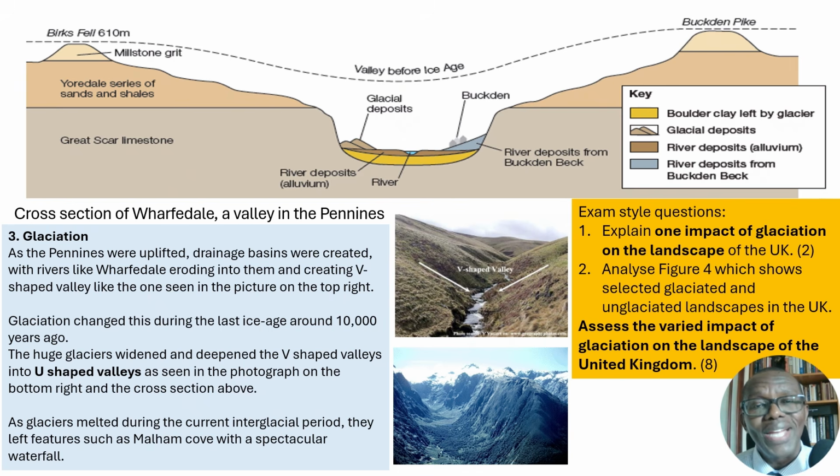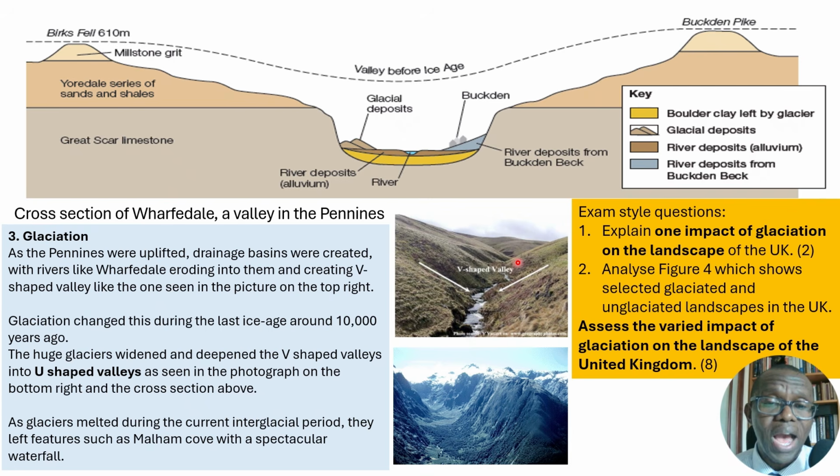So we've talked about geology and tectonic processes. Now let's move on to glaciation and see how it affected the UK landscape. Again, we have this figure here, which is a cross-section of Wharfedale, a valley in the Pennines. As the Pennines were uplifted, drainage basins were created, with rivers like the Wharfe eroding into them and creating V-shaped valleys like the one seen in this picture. This V-shaped valley was created by vertical erosion by the river right at the bottom here.